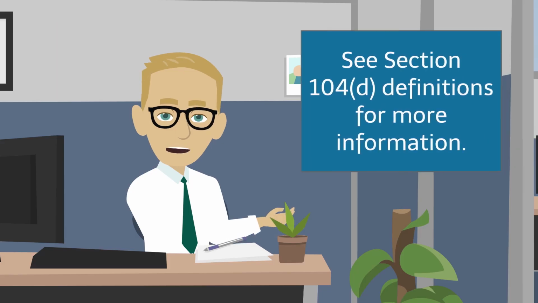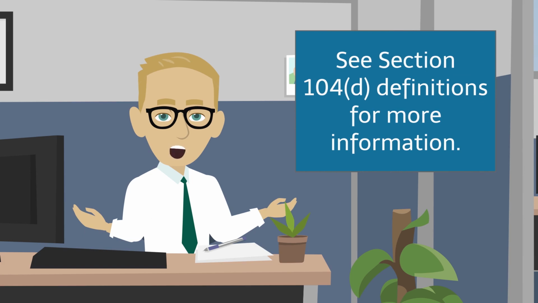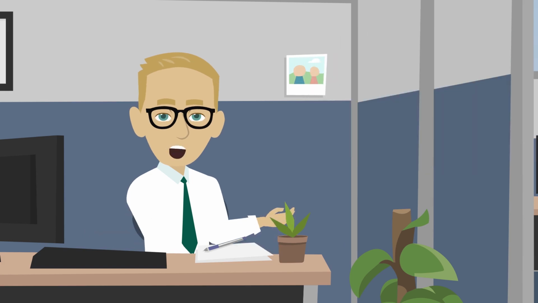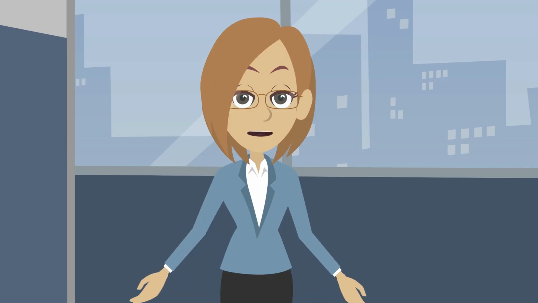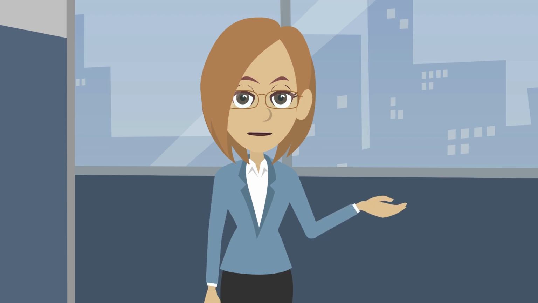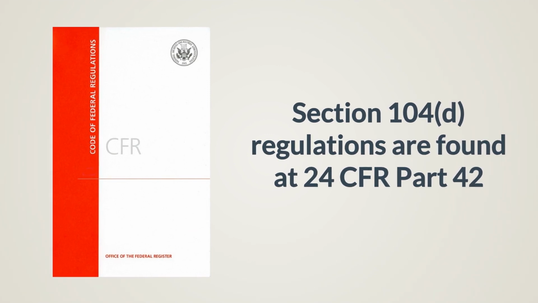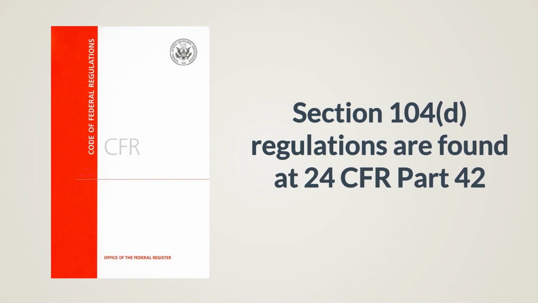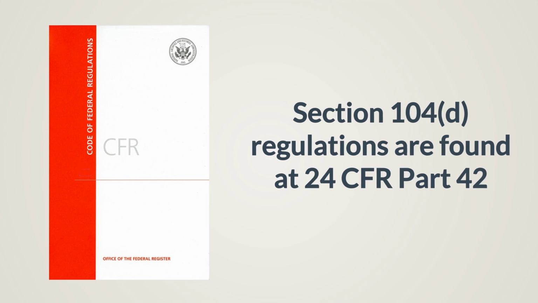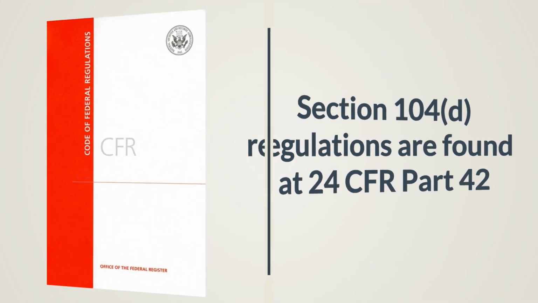The Section 104D regulations have a specific definition for conversion and other important 104D terms, but this should give you a general idea. Thanks. I get it now, and will definitely check out the regulations. Where can I find them? The Section 104D regulations are found at 24 CFR Part 42. So tell me more about 104D.